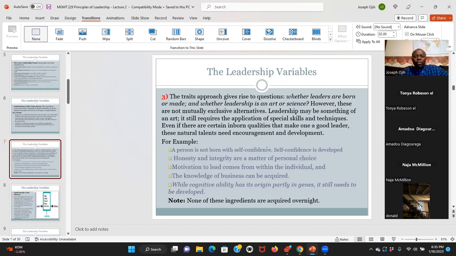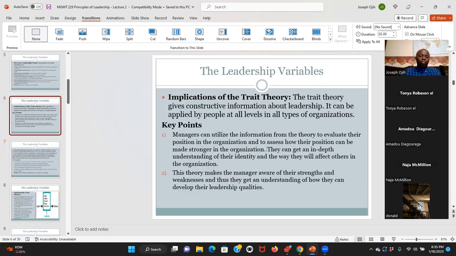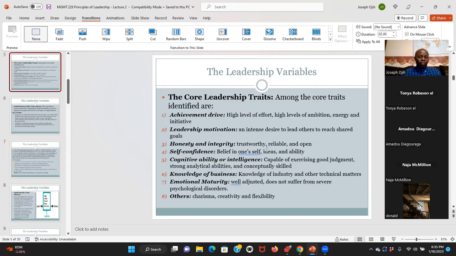How about cognitive ability? Well, we have some cognitive ability innate in us, but we still have to, like I say, nurture it, encourage it, and develop it. So even though cognitive ability has its origin partly in our genes, it still needs to be developed.